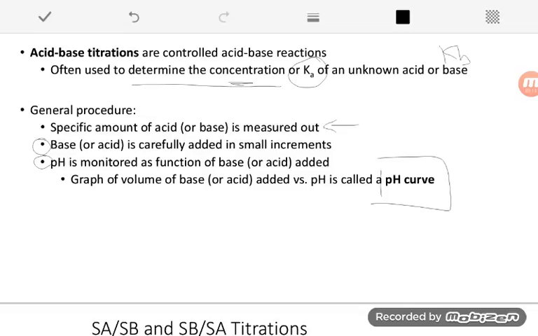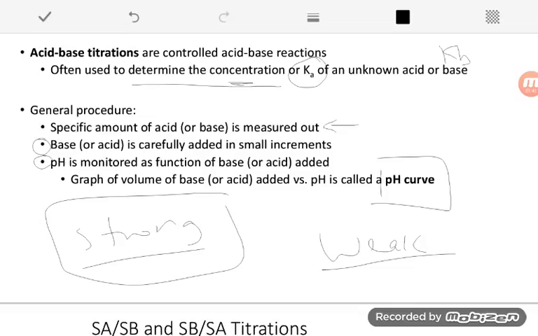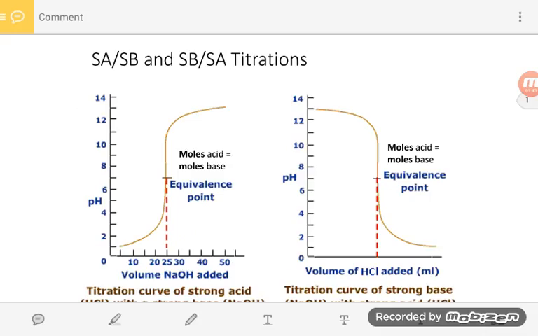So let's look at some of these curves and see what information we can get from them. We can really put them into two categories. We have strong pH curves and we have weak pH curves. In strong pH curves, both the thing you start with and the thing you add are strong acids or bases. In weak pH curves, you start with a weak acid or base and you add a strong thing to it. Strong ones are a little simpler, so let's start by looking at those.